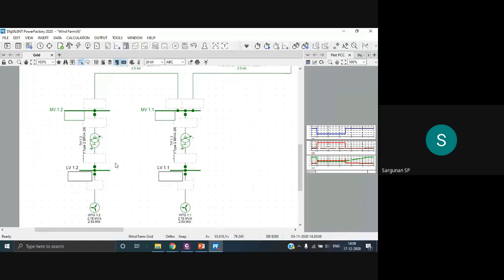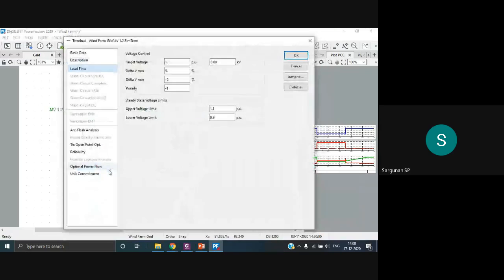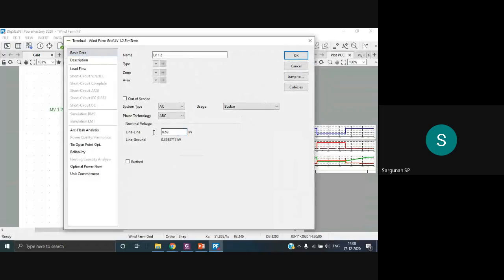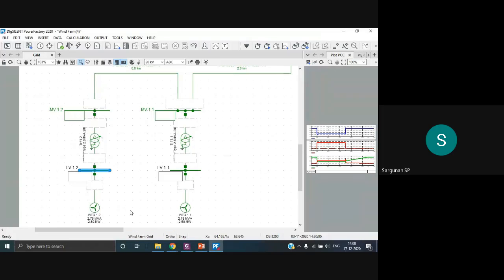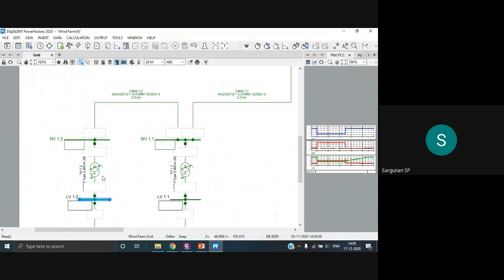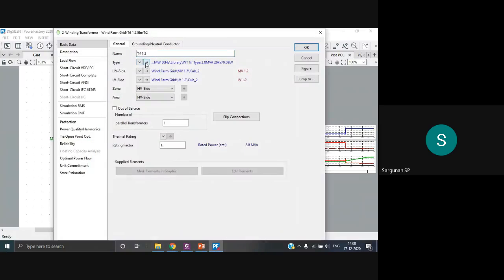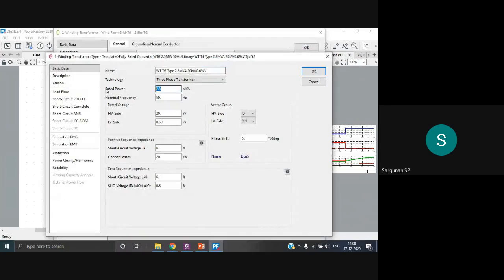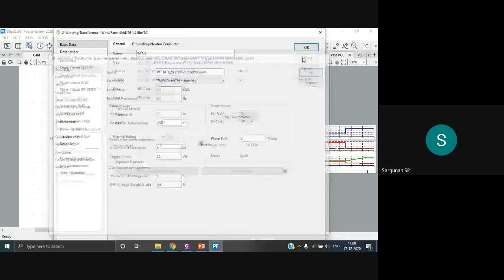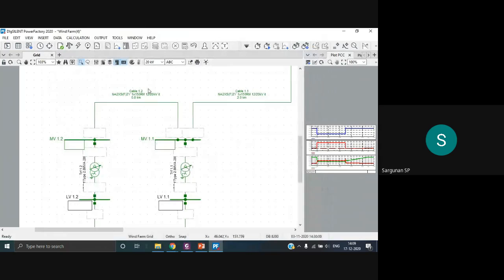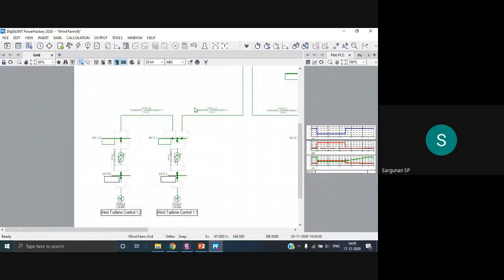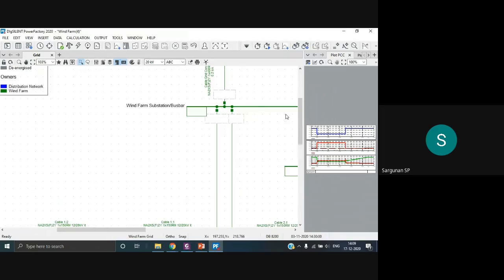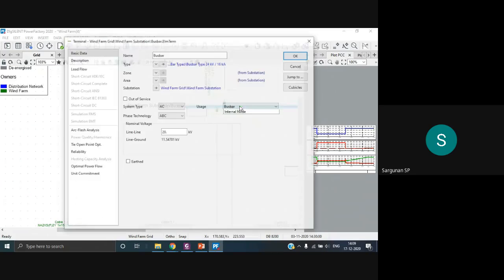Here you'll be able to see that this wind turbine normally produces at 690 volts. The wind generation is produced at 690 volts, where it is stepped up with the help of a 2.8 MVA transformer to around 20 kV, and then it is injected to the grid. Here you can see all these wind generators are coupled with the help of a cable, and this is getting injected at this 20 kV substation.